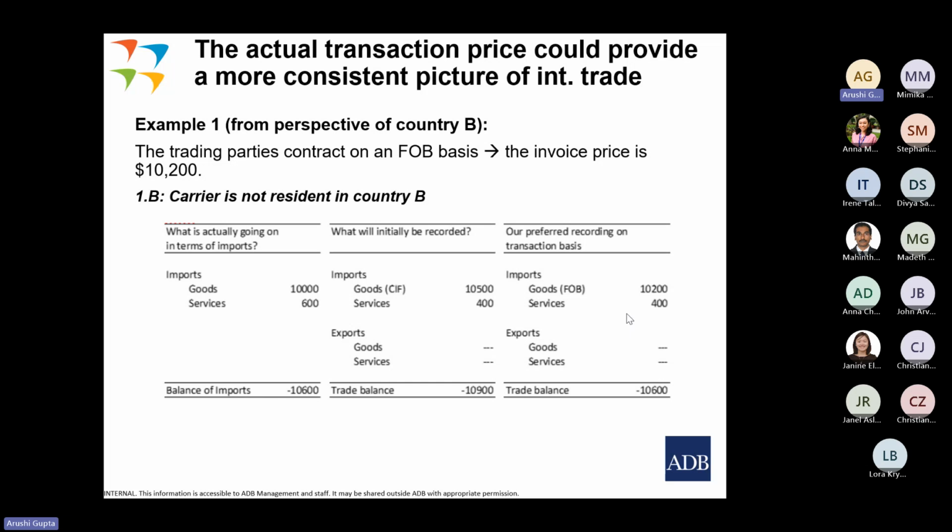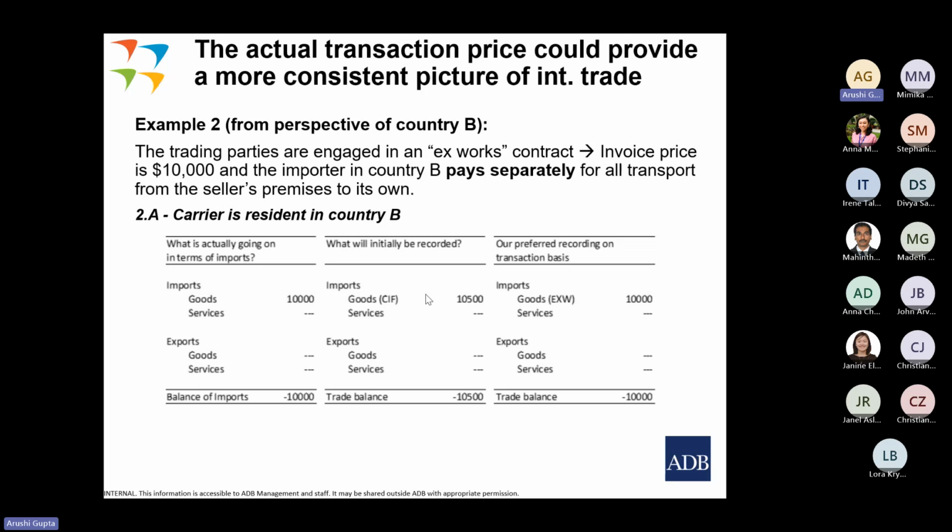The importer reports an import of services of 400, but the transport costs from A to border B are already included in the CIF valuation of goods. So a CIF recording, therefore, if you see column 2 was considered, would require a fictional trade import adjustment of 300. This is also, then if we see the third column, the actual FOB contract price, if that was recorded, would give a more consistent picture.